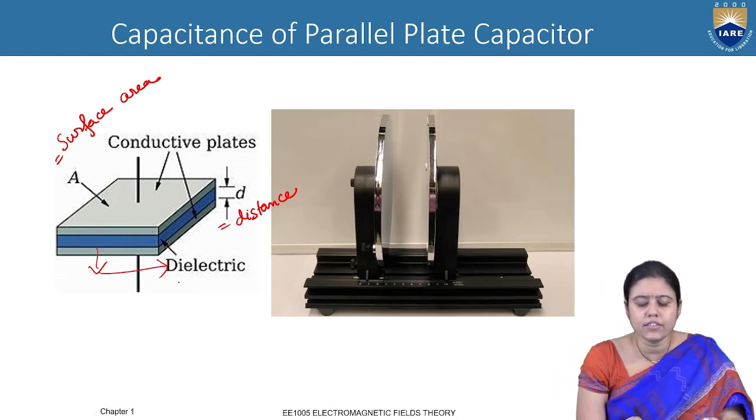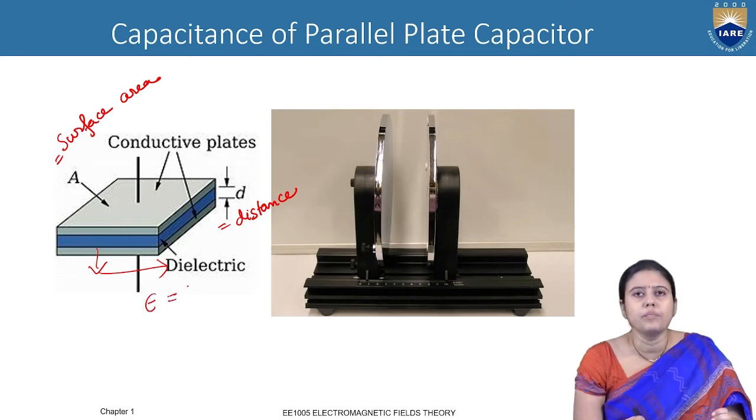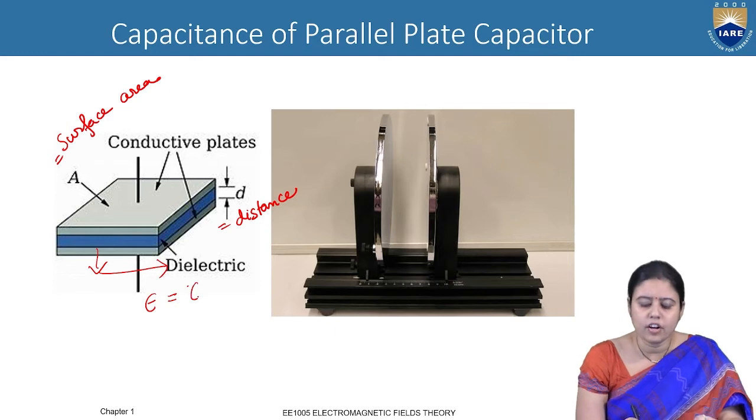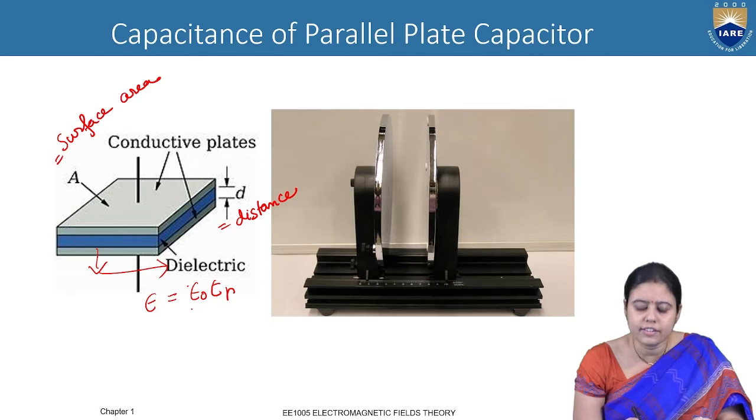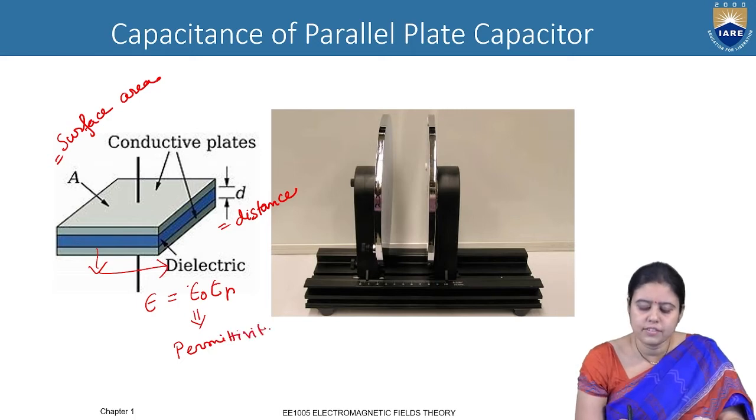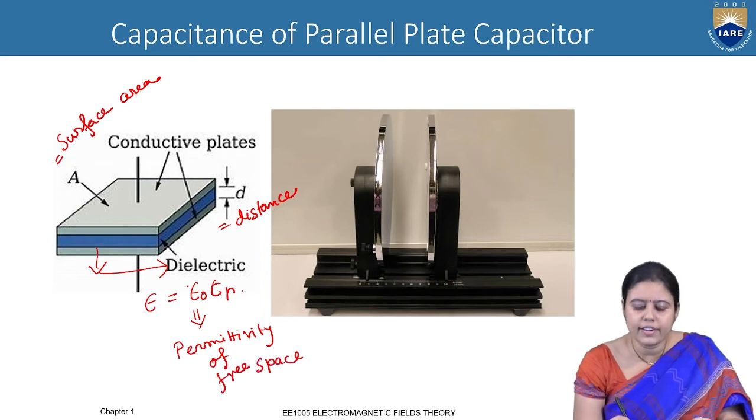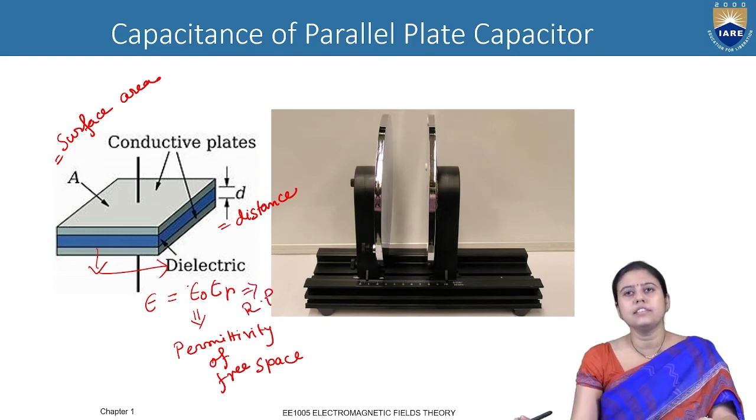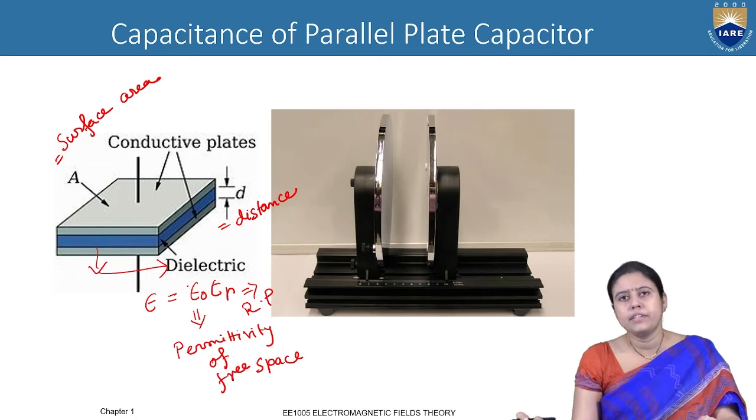And we know in the case of any dielectric material, we can write the permittivity of the dielectric material is equal to epsilon 0 into epsilon r. What is epsilon 0? Epsilon 0 is the permittivity of free space. And what is epsilon r? Epsilon r is the relative permittivity.